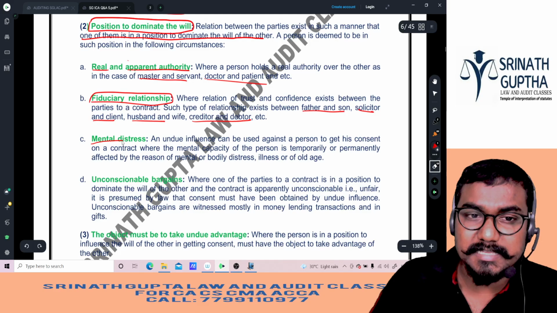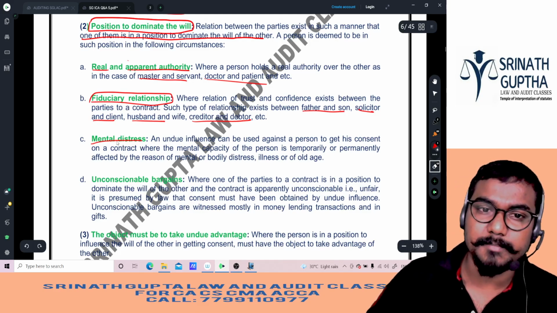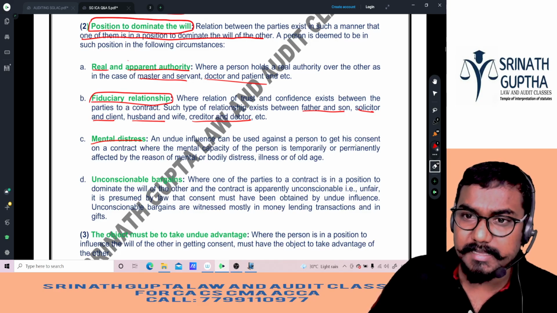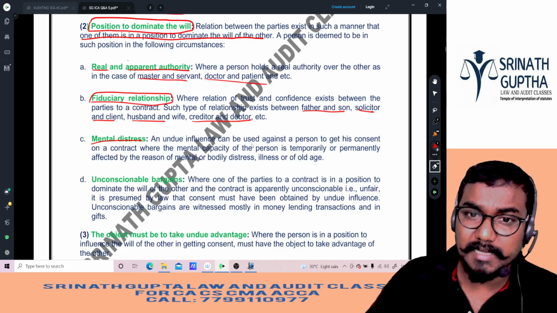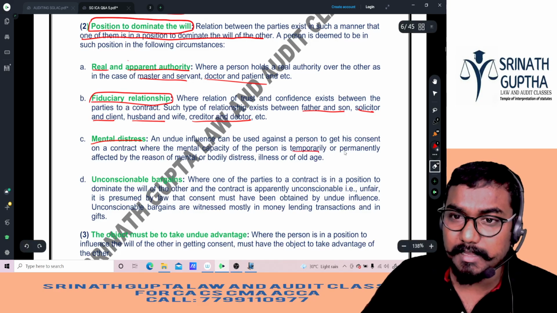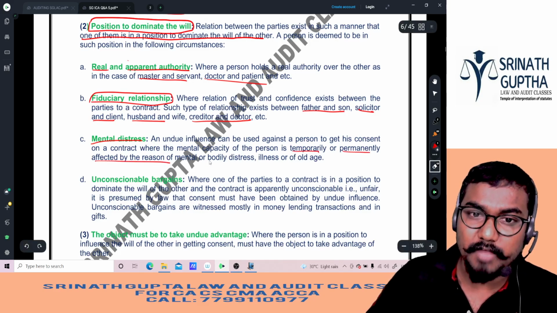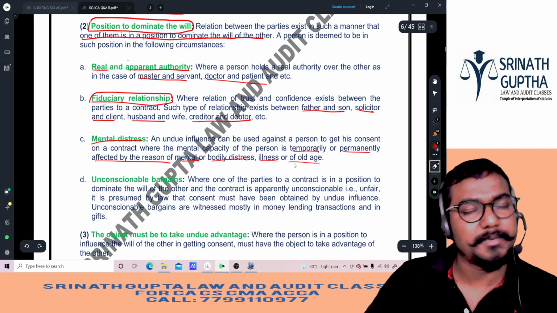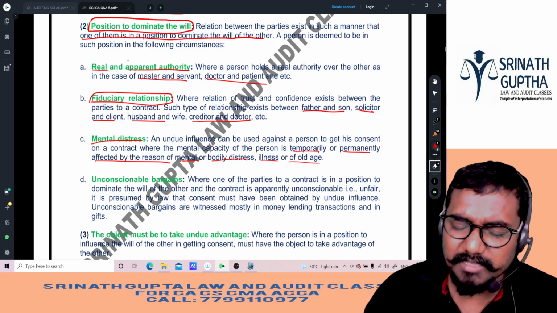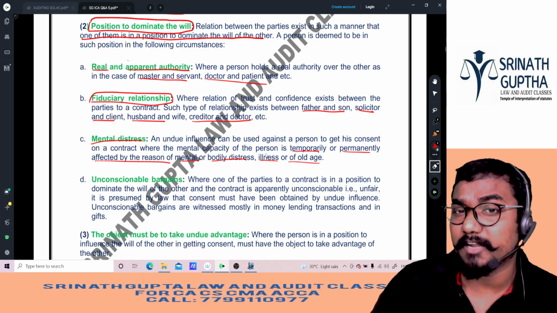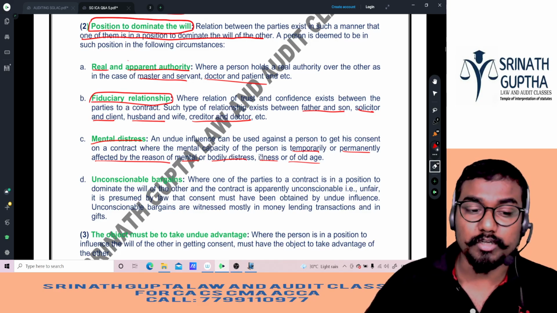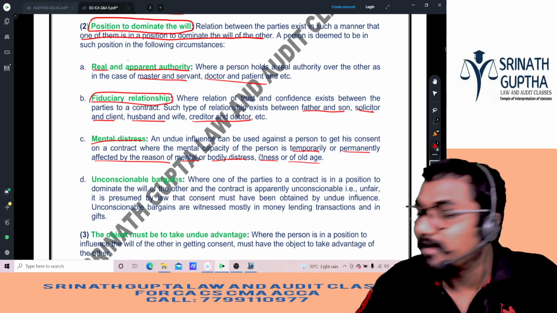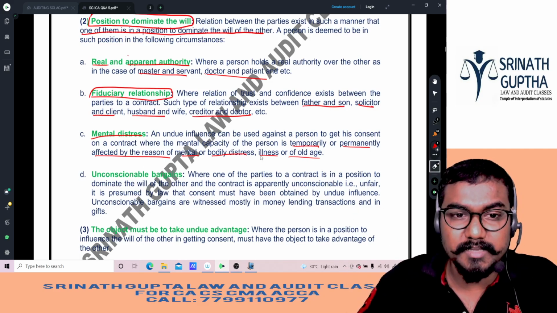Next, mental distress, the doctor and patient example. Undue influence can be used against a person to get his consent on a contract where the mental capacity of a person is temporarily or permanently affected by reason of mental or bodily distress, illness, or old age. So when you are not feeling well, you go to the doctor. The doctor may take advantage of your fear. The doctor may say that something is there in your stomach, you may die tomorrow if you don't do surgery. Like that they may take unfair advantage also.